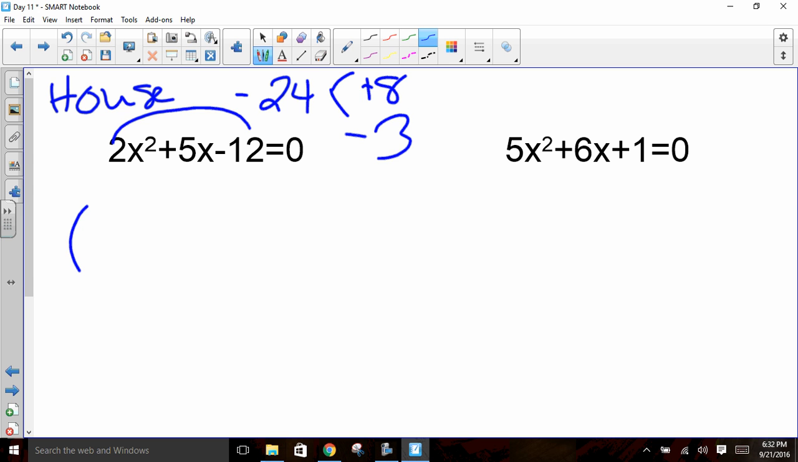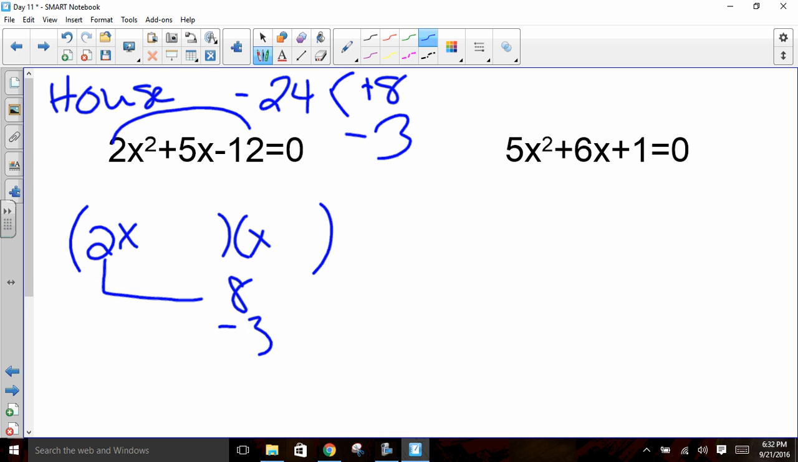Sweet! Okay, so I have my 2x and my x. I have my 8 and my negative 3. 2 cannot divide into negative 3. I can't take negative 3 divided by 2. So I'm going to take my negative 2 and divide it from my 8. So I'm going to have plus 4. Nothing in front of that second x, so I have minus 3. So my two sets of parentheses are 2x minus 3 and x plus 4.